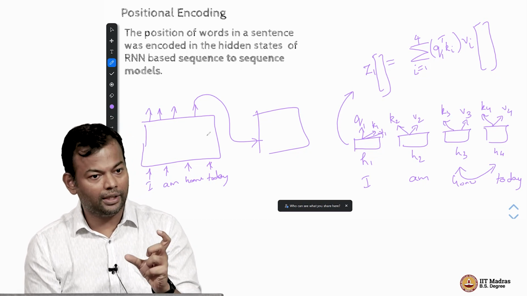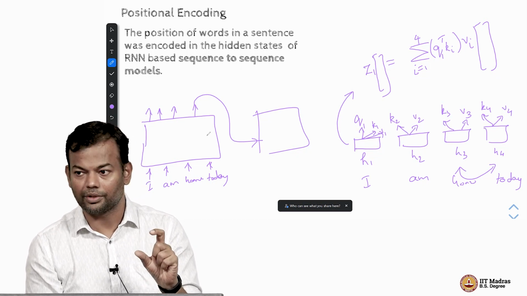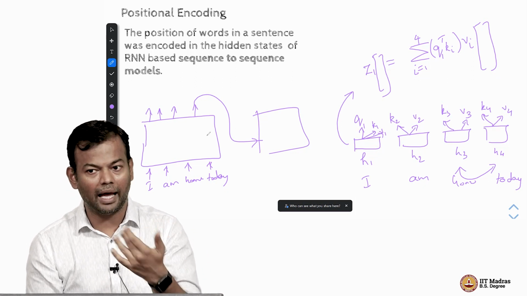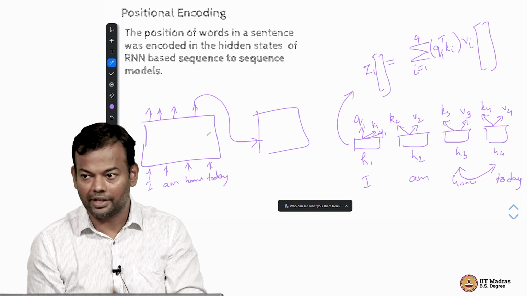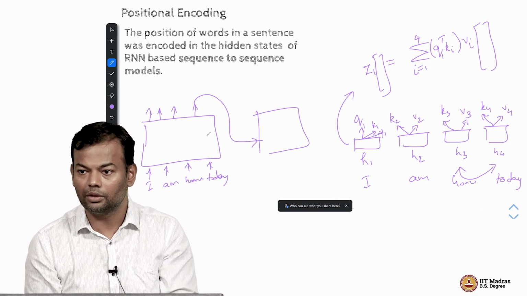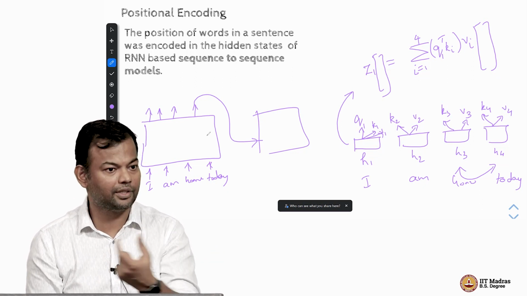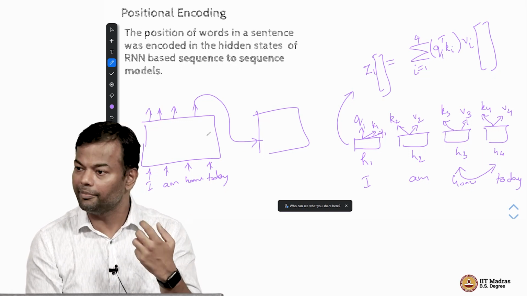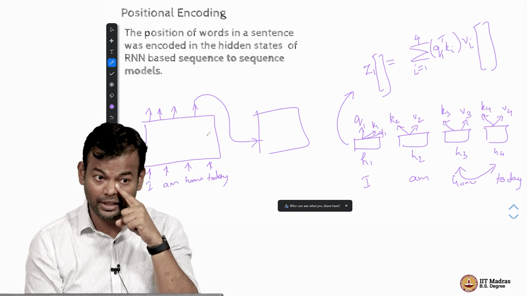Now, if I have not captured the positional information, then whether I feed it "I am home today" or "I today home am", it will just have to generate the same translation, which is not what you have trained it for. You have given it sequences in a particular order, and you want to make sure that the idea of position is captured here. Do you understand that?